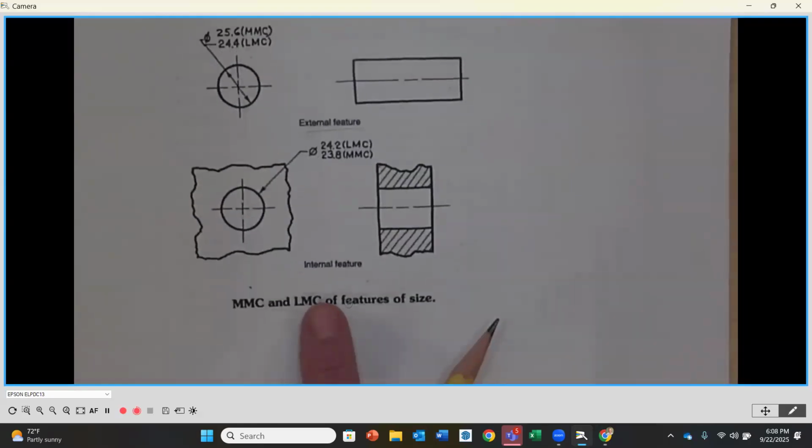Now, internal features. Internal features are the exact opposite. For an internal feature, I really want everybody's attention, please. Please. All the stuff is here. There's no reason to take notes.